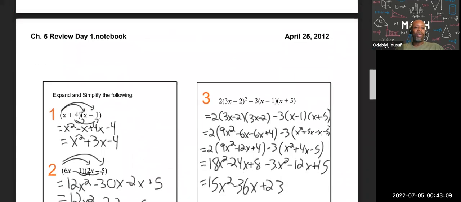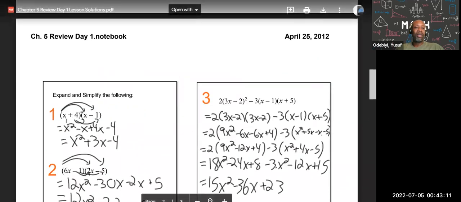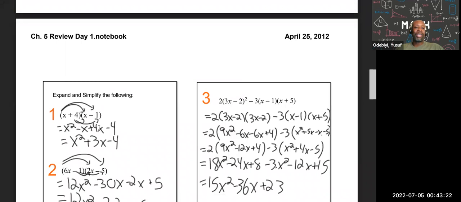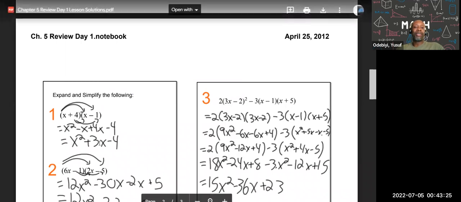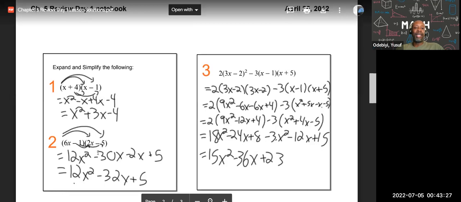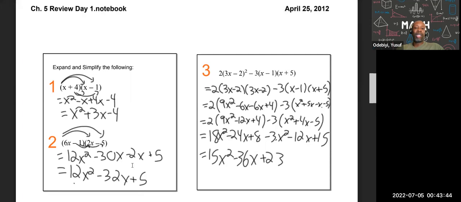So here are examples of doing more FOIL methods. First term multiply, then outer, then inner, then last. Then you get your first line, and you simplify the two terms there. So negative x plus 4x gives you plus 3x. More examples over here of using the FOIL method. This one didn't have a number in front of x. This one does, but you still do the same thing. So 6x times 2x gives you 12x squared. You keep on doing the process of multiplying everything out, and then you simplify.